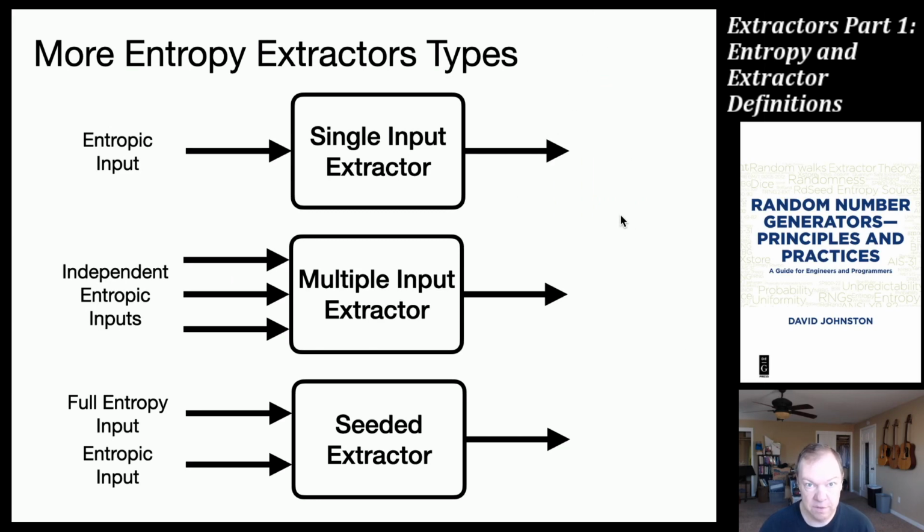So that's the end of this video. I'll leave you a flavor of what's coming next. There are multiple different types of entropy extractor, and the three major classes are single input extractors, multiple input extractors, which take independent entropy sources, and then there are seeded extractors, which take their entropy input and a short full entropy input. And this is magic fairyland, because such a thing as a full entropy input doesn't exist.